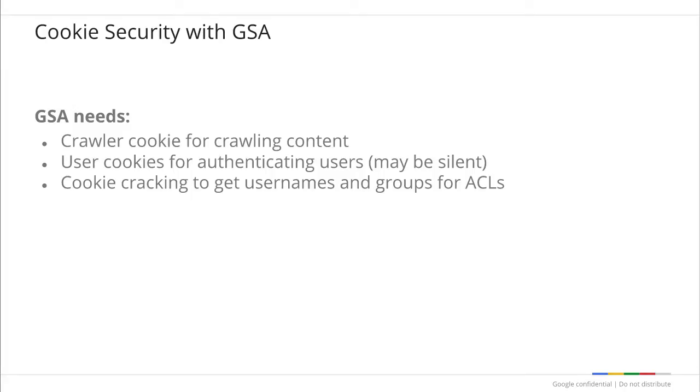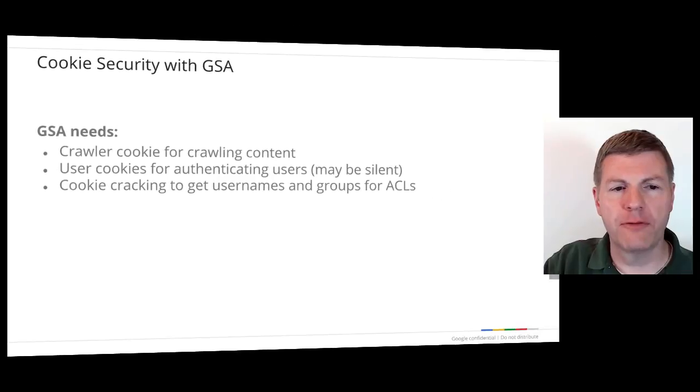If you want to use ACLs, the GSA will need to get username and group membership information. Since the cookie doesn't contain that information, you'll need to create a cookie cracker script that runs on your content server. This script will receive the cookie and return the corresponding information.